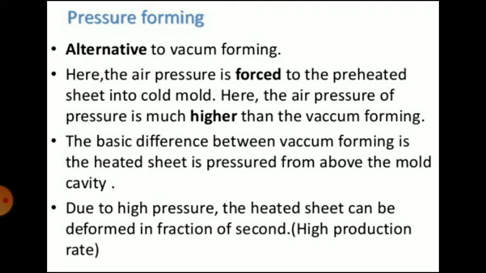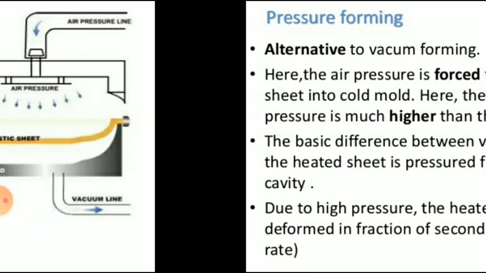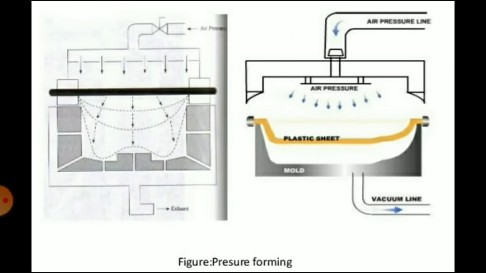So this is the case in pressure forming. The heated sheet is pressurized from above the mold cavity. Due to high pressure, the heated sheet can be deformed in fractions of a second, so a high production rate is possible. You can see the air pressure is applied from the top of the mold.